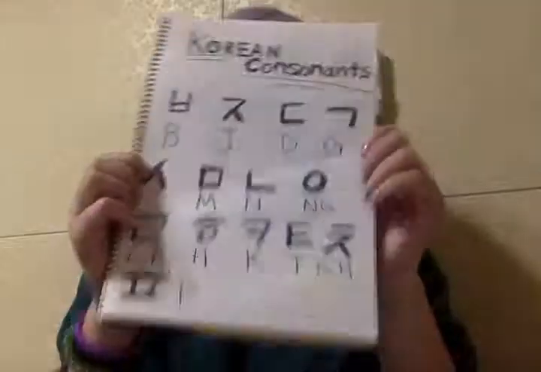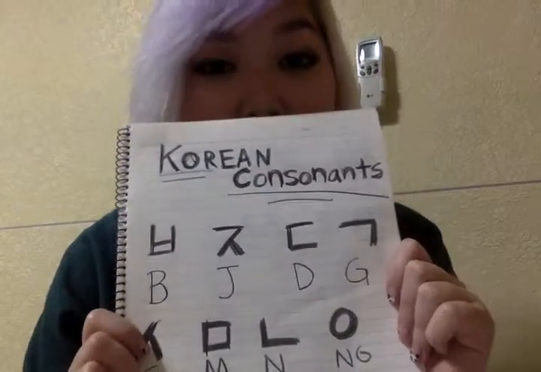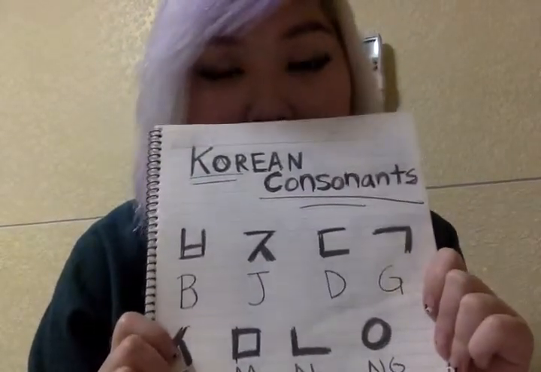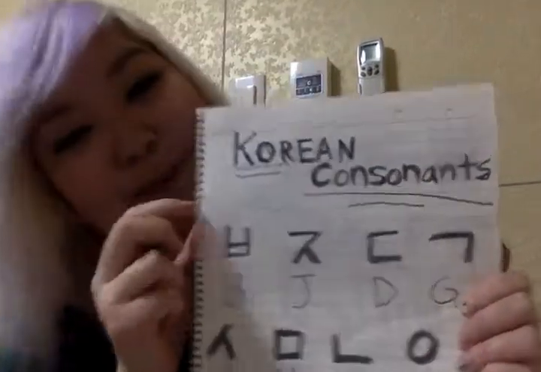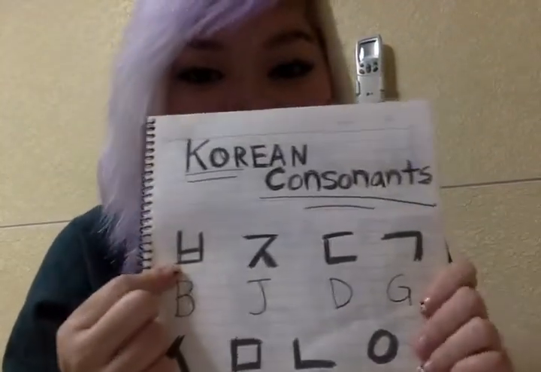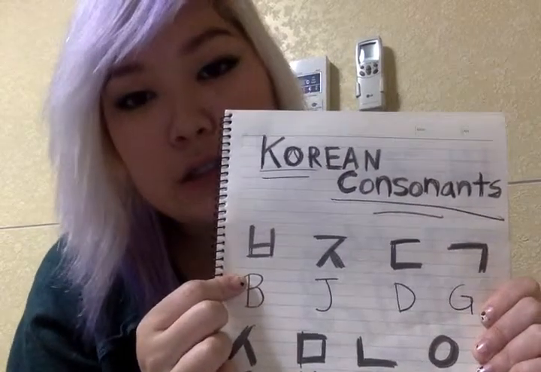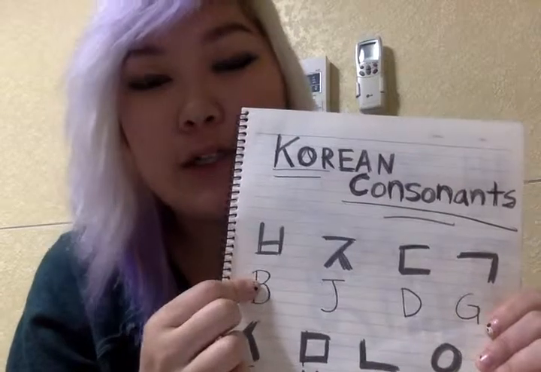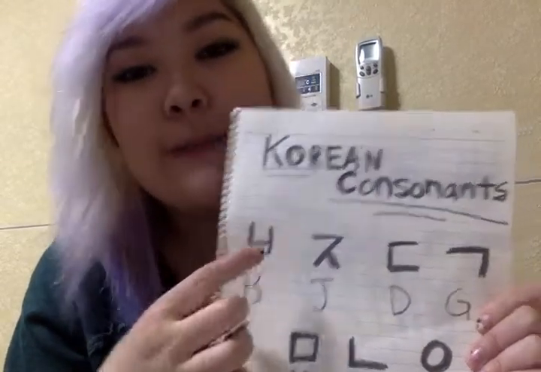Now, here we go. Korean consonants. Actually, I hate to admit, I had no idea how to spell consonants, so I had to look it up. Don't judge me. So, this here is B. It makes a B sound. Like B, but you don't say B, it's just the B.